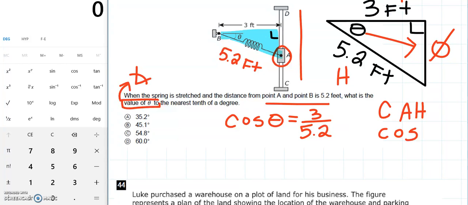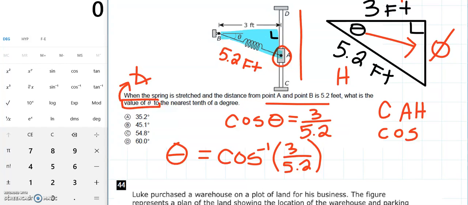Now, how do we get the angle? We do inverse trig. So all of the stuff in the calculator that says sine to the -1, cosine to the -1, tan to the -1. So we're going to be typing into our calculator. To get the theta, we're going to do cosine to the -1 of this fraction, 3 over 5.2. And that is going to give you theta.